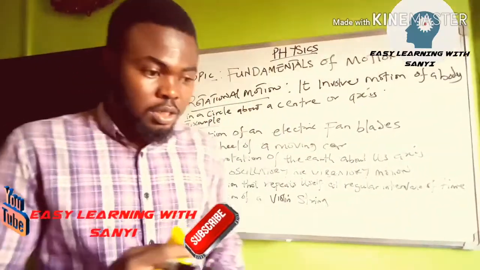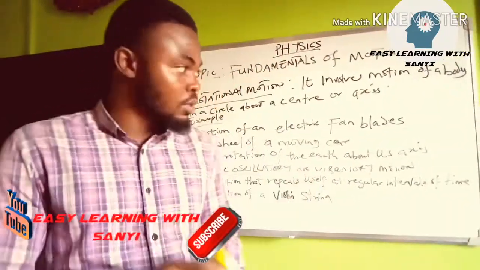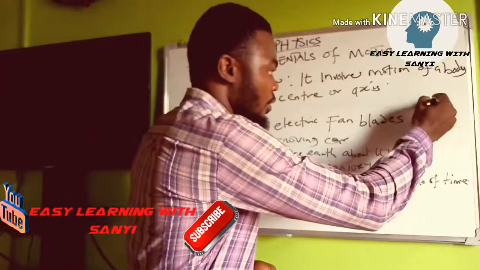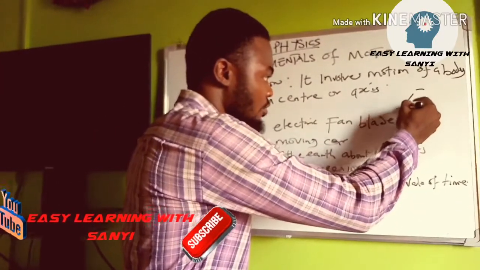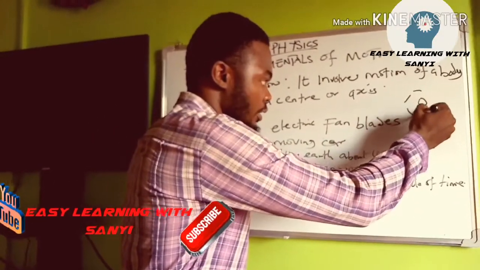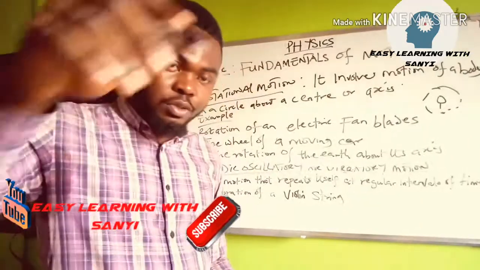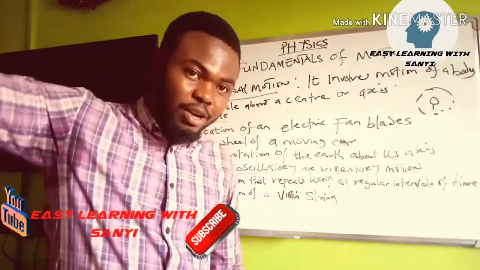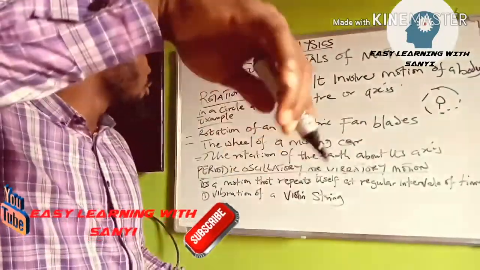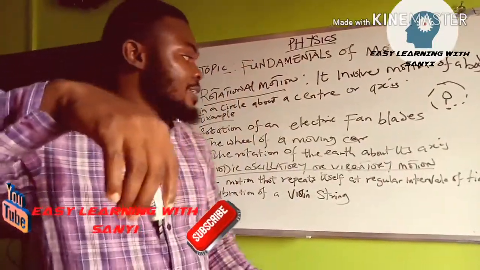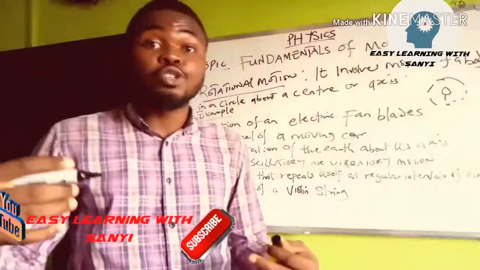Now take note, the body is moving in circles and there must be a central point or an axis. The body moves around this central point or axis. That's what we call rotational motion: the movement of the body in circles around a central point or axis. An example of rotational motion is the rotation of an electric fan blade.